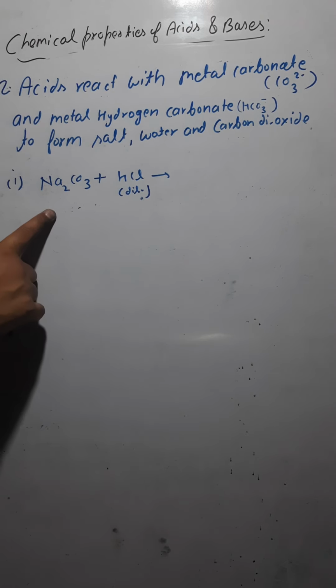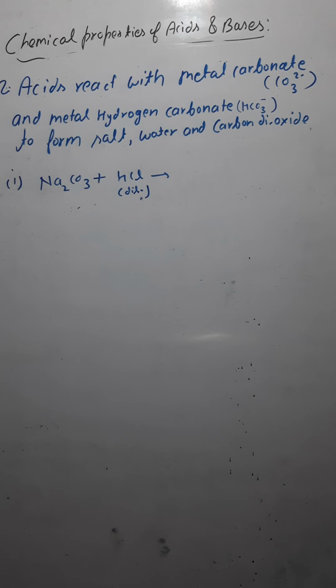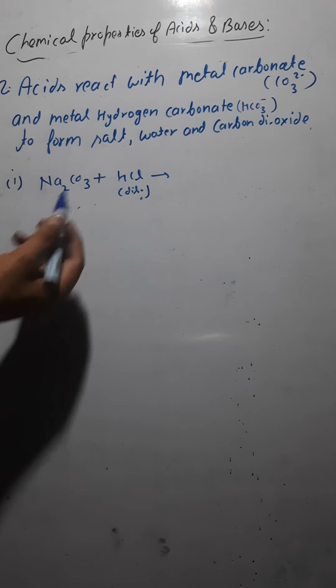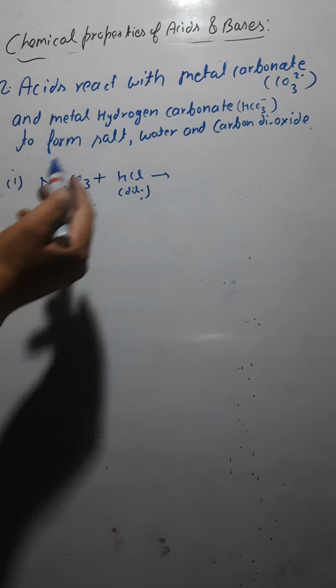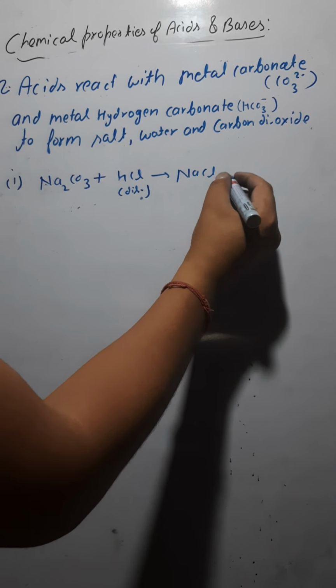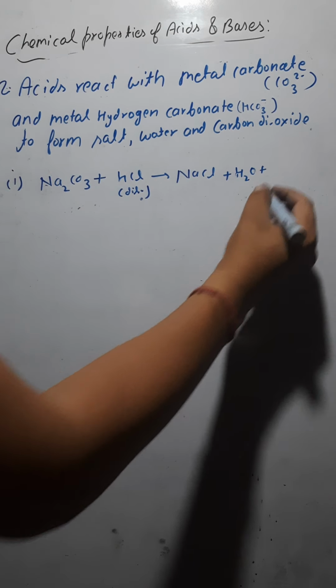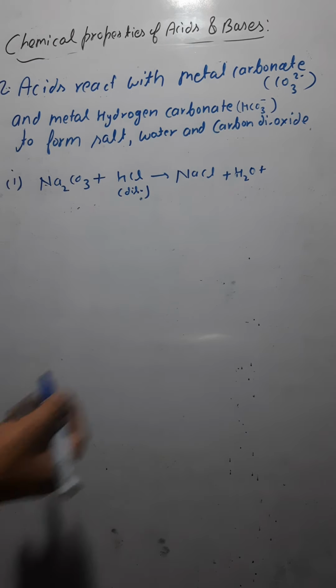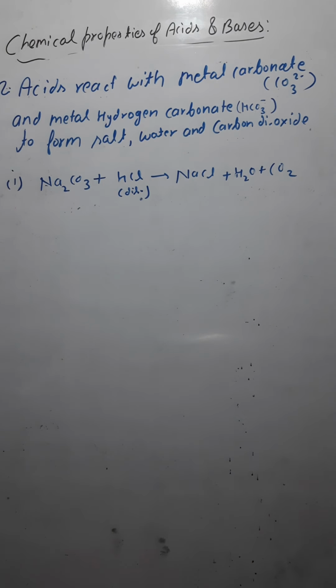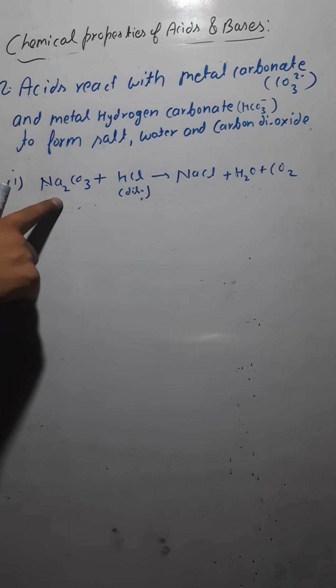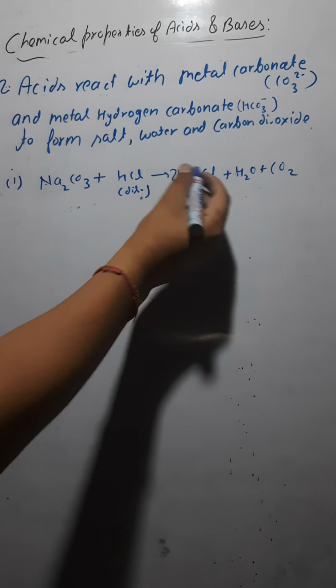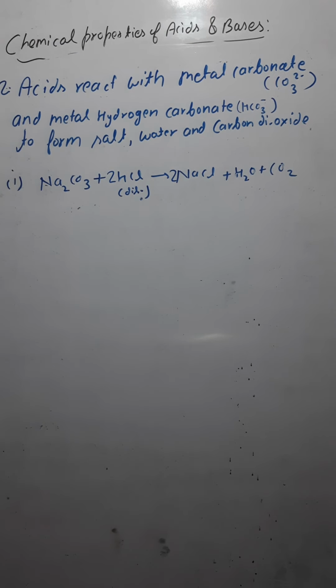So when Na2CO3, that is metal carbonate, reacts with HCl, that is acid, it is going to form what? Salt. Salt would be NaCl. Water, meaning H2O. And one more thing is going to form: carbon dioxide. Let's balance this also. You have 2 sodium atoms here, so write 2 here, and then here also write 2. So now I think it is balanced. This is how the reaction will take place.